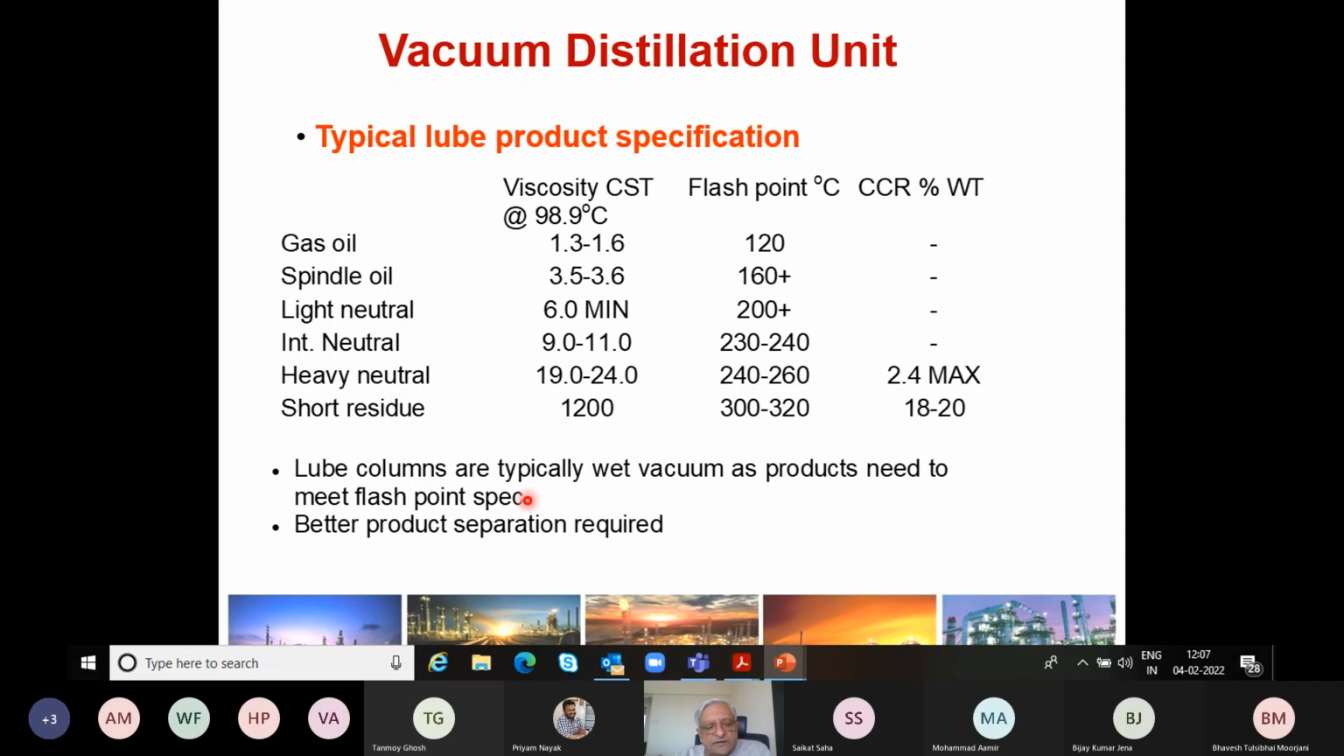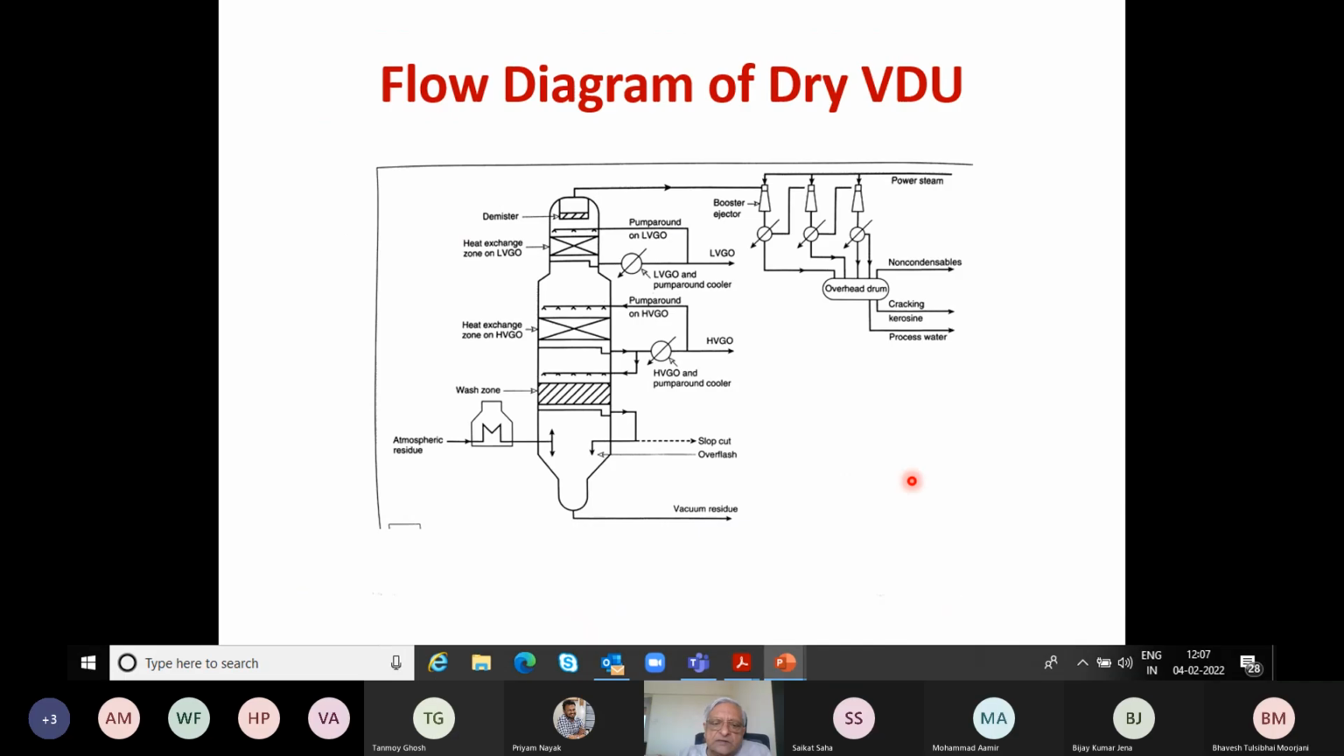And of course, one thing that you need to remember is that the lube columns are typically wet vacuum, as products need to meet flash point specifications, because like in our crude distillation column, kerosene, diesel, etc., had to meet the flash point specification. Same thing here as well. Okay, now coming to how these vacuum towers look like, this is actually the way the vacuum towers are designed. So you got atmospheric residue, and it is very similar to the atmospheric distillation column that you have studied.